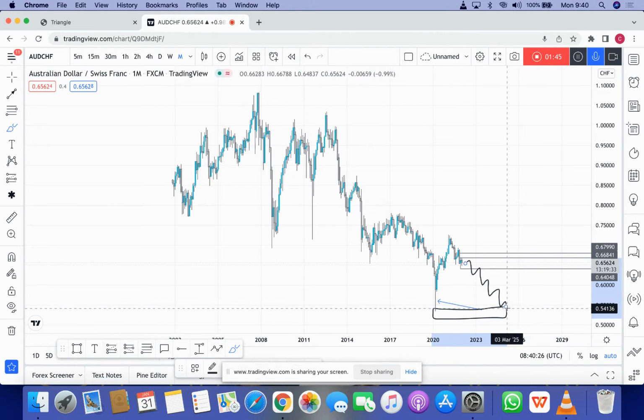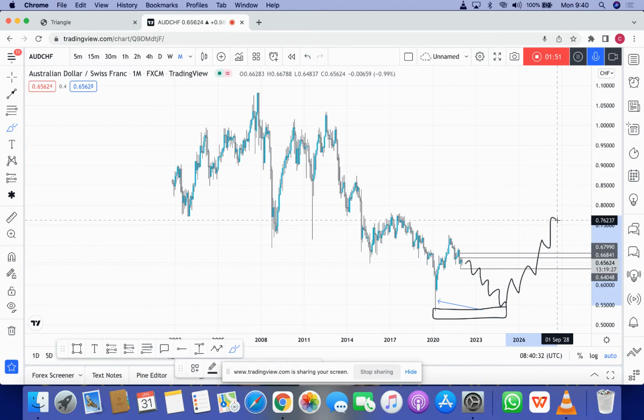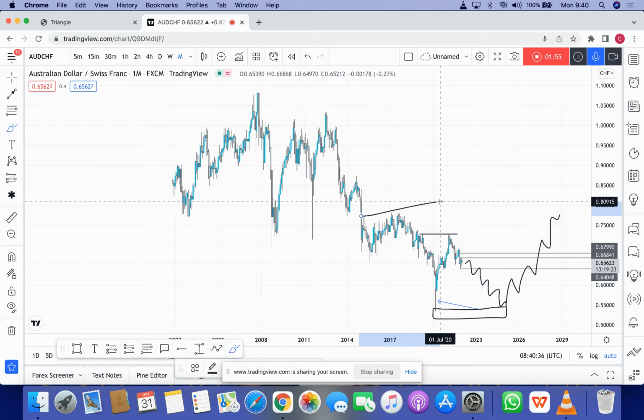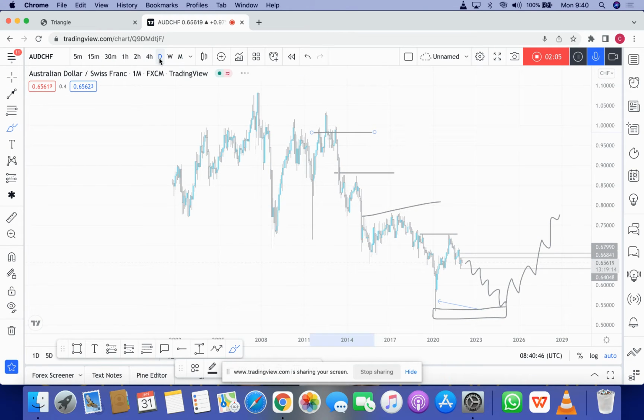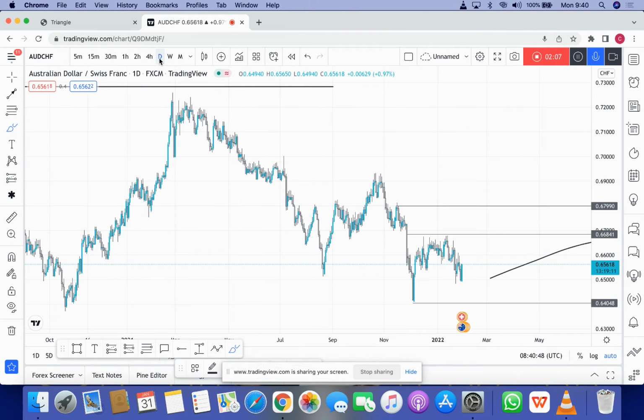Then probably we could find a shift of market structure to the upside, clearing out liquidities here, orders here, here, and here. That could be what would happen in the long run. All right, so I'm going to delete. I'm going to go to the daily time frame, so we don't waste much time.